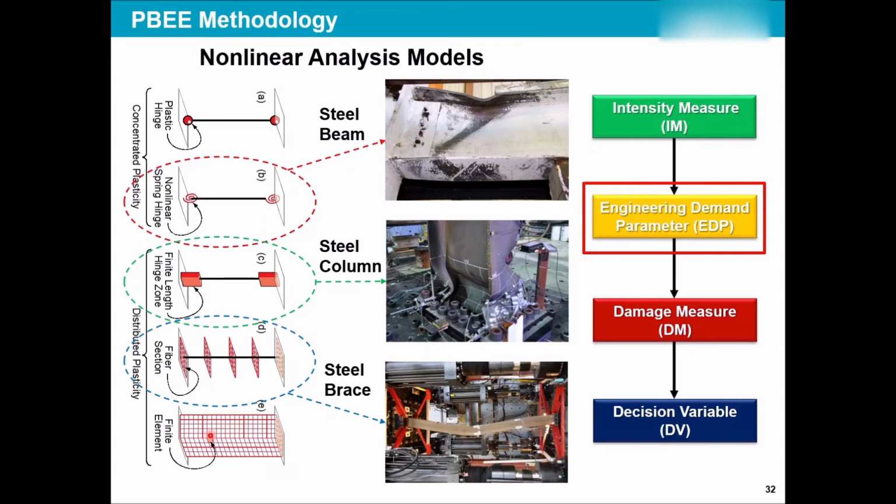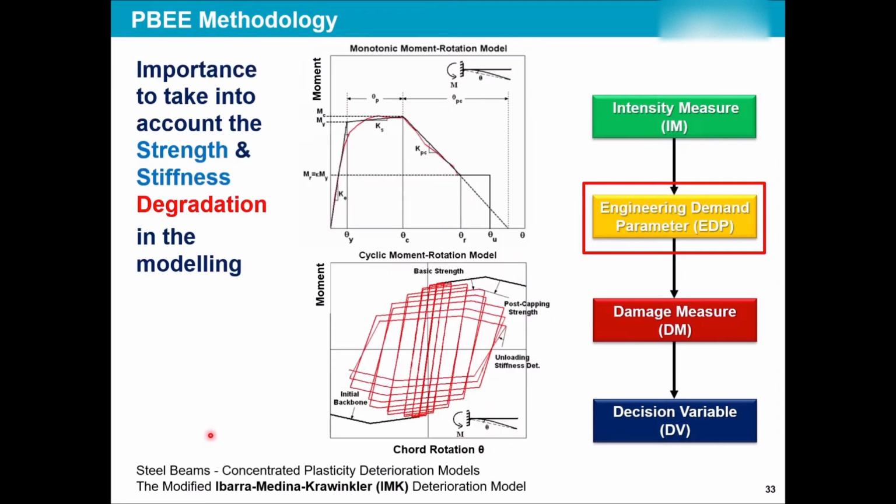By modeling our buildings, we could get the engineering demand parameters. Now these can be in terms of displacement, drift, rotation, whatever that we can relate later on to the damage measures. Having our building modeled properly under nonlinear dynamic analysis, instead of a simple monotonic pushover curve, we'll have a hysteresis curve. So tension, compression, push, pull, push, pull.